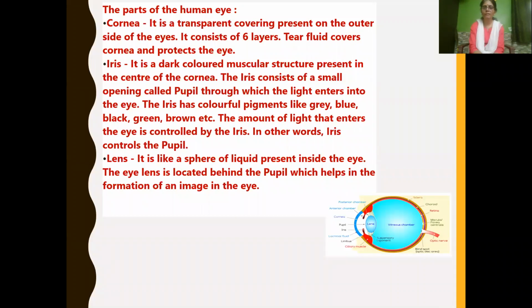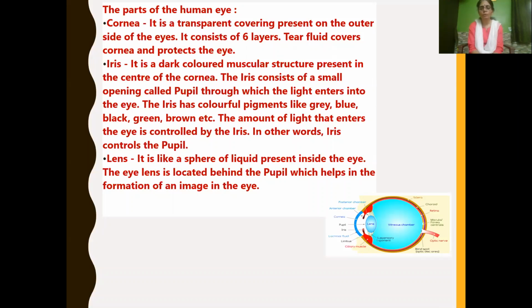It consists of 6 layers and tear fluid. It covers the cornea and protects the eye. Then iris, it is a dark colored muscular structure present in the center of the cornea. The iris consists of a small opening called pupil through which the light enters into the eye. The iris also has colorful pigment like gray, blue, black, green, brown, etc.